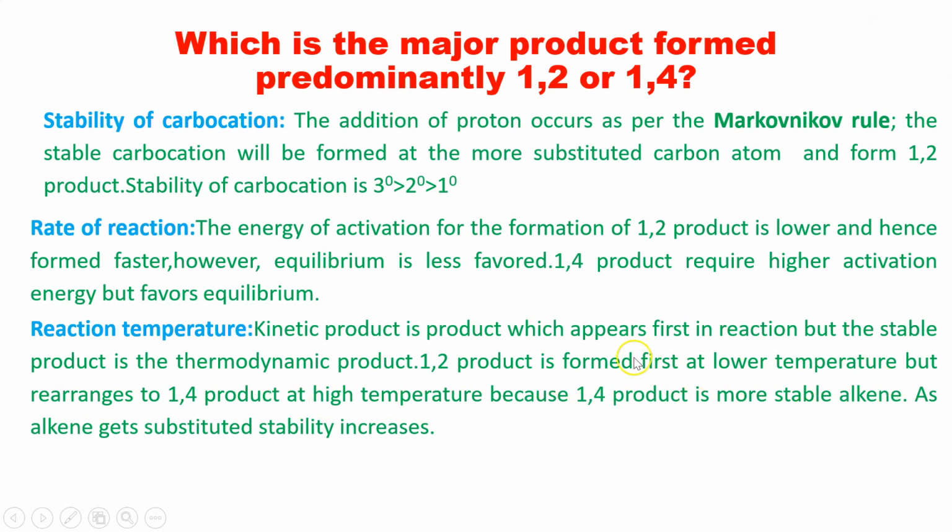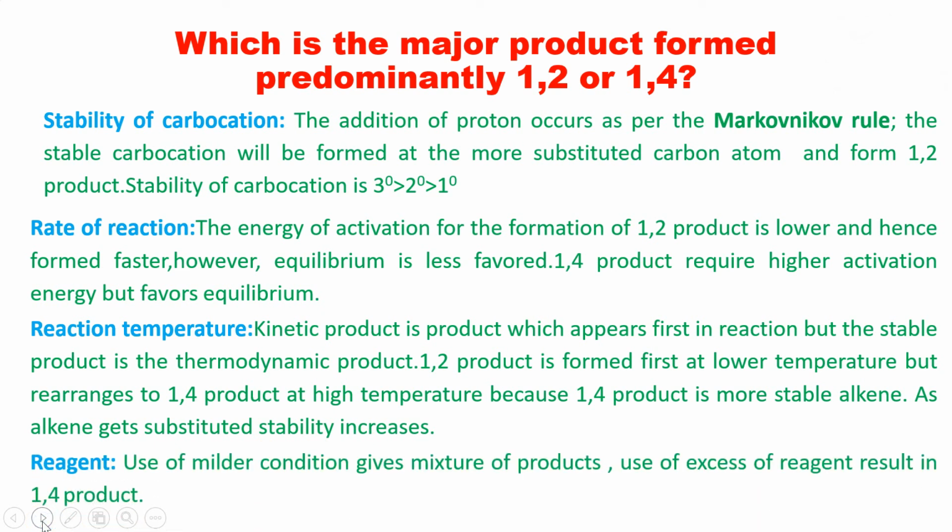As we have seen, the alkene is surrounded by carbons, and as it is surrounded by carbons, it becomes more stable. As the alkene gets more substituted, stability increases. We have seen this in the Zaitsev rule also. And now the next point is the reagent. Use of milder conditions gives a mixture of products. Use of excess reagent results in the 1,4 product. Right? Use of excess reagent gives the 1,4 product.